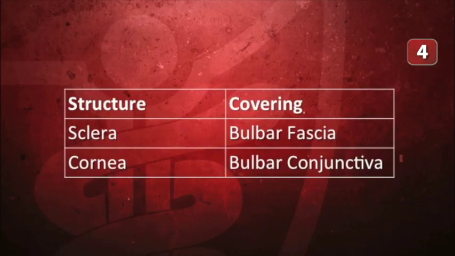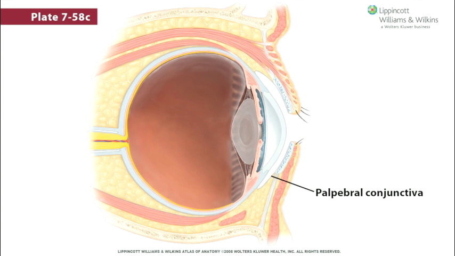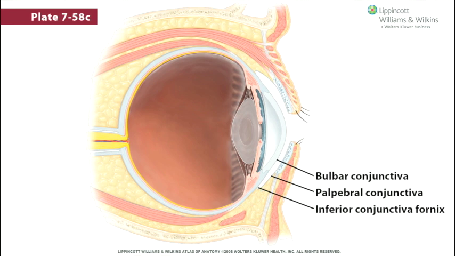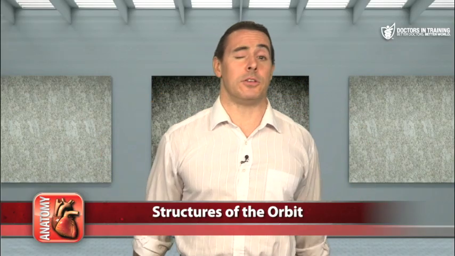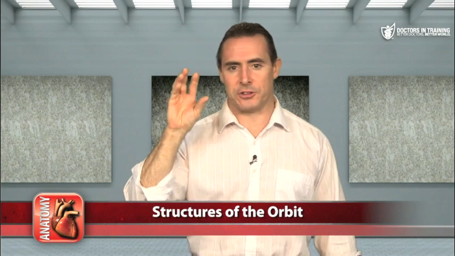While the sclera is covered by the bulbar fascia, the cornea is covered by the bulbar conjunctiva, which, like the bulbar fascia, fuses along the sclerocorneal junction. The conjunctiva is a clear mucous membrane that lines the inner surface of the eyelids as the palpebral conjunctiva and reflects onto the cornea as the bulbar conjunctiva at the conjunctival fornices. The space between the palpebral and bulbar conjunctiva is the conjunctival sac. When the eyelids are together, that is, when the eye is closed, the conjunctival sac is closed.